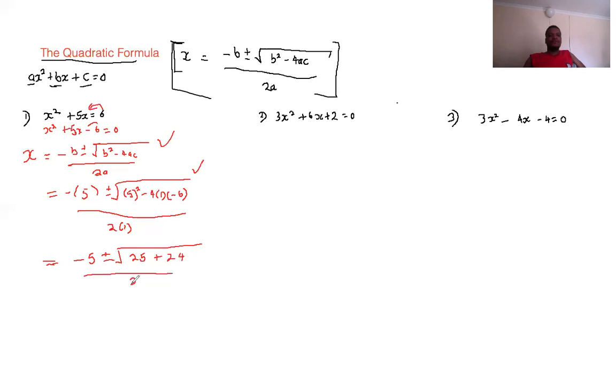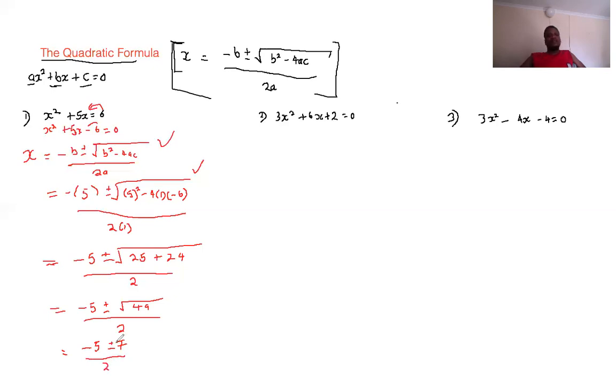All over 2. And if we continue, we see that we have negative 5 plus or minus, here that's the square root of 49 all over 2. Then we continue, negative 5 plus or minus. Remember, after this we get the answer plus or minus. That's why we have a plus or minus. When you take a square root, you get a plus or minus. So that's why we already have a plus or minus there, divided by 2.